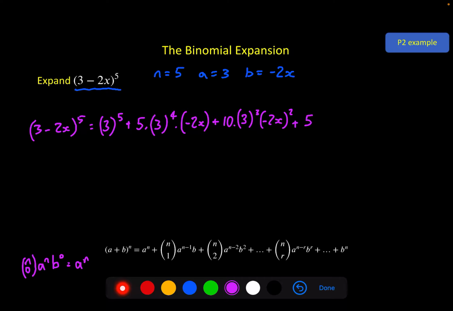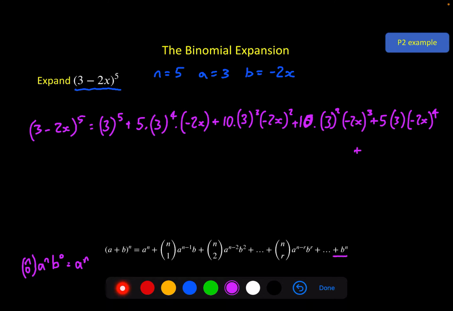plus n choose 3, which is 10. Oh no, what have I done? 1, 5, 10, it should be a 10, shouldn't it? Oh, I should always check the calculator. 3 squared times minus 2x to the power 3, and then it's a 5 times 3 to the power 1 times minus 2x to the power 4, and then it's a 1 on the end.